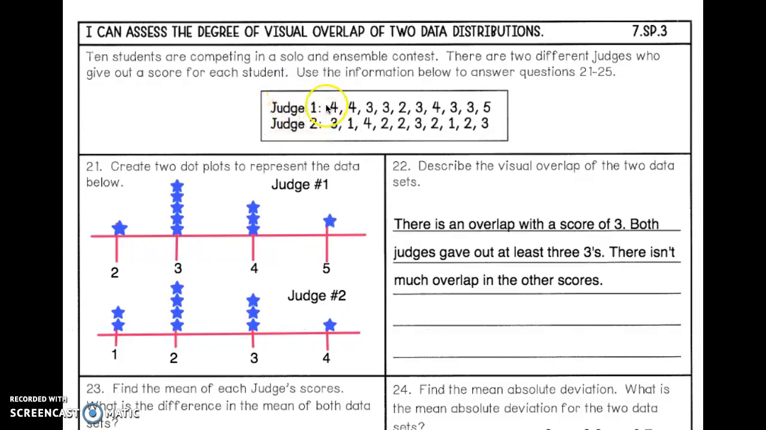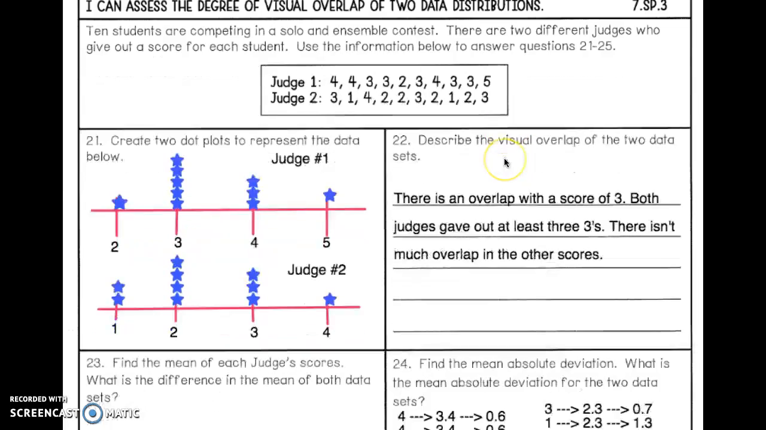So here's Judge 1, and they gave out a 4, 4, 3, 3, 2, 3, 4, 3, 3, 5. And those scores were for each of the 10 different students. And this is how Judge 2 scored those 10 students.